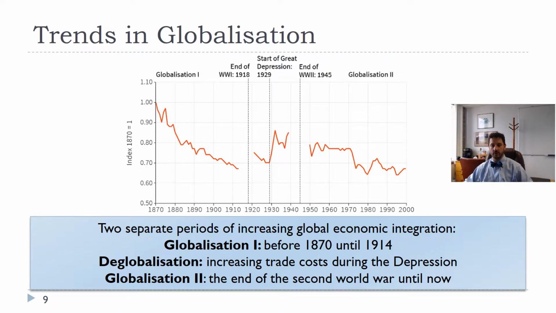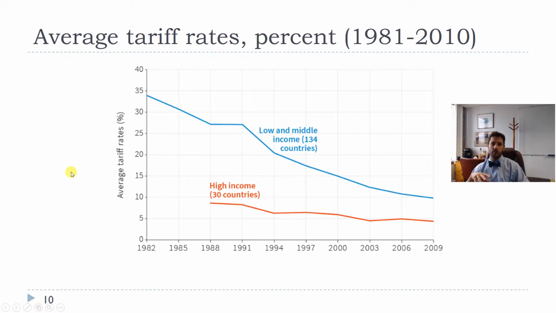Trade costs are never going to entirely disappear because there will always be some cost of transporting physical goods and services, at least until we get a Star Trek transporter. But for instance, tariffs are much lower now than they were back in the 50s or even back in the 1980s. So this gives an average tariff rate.